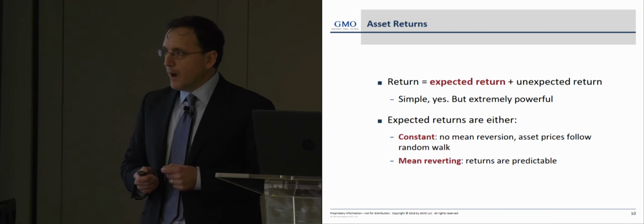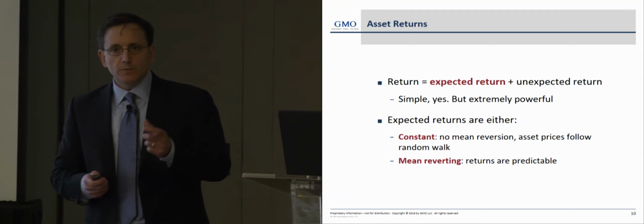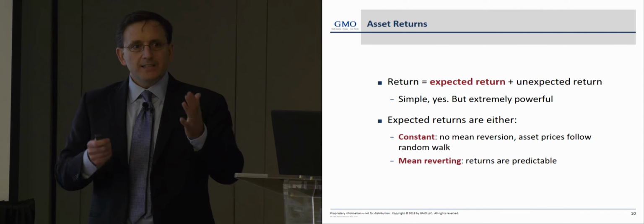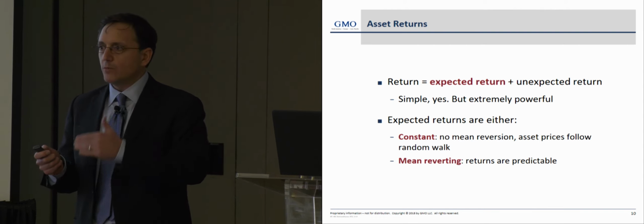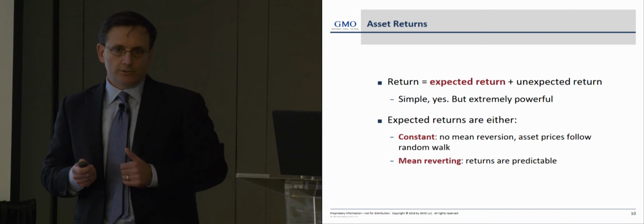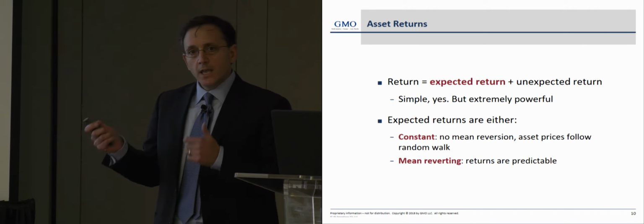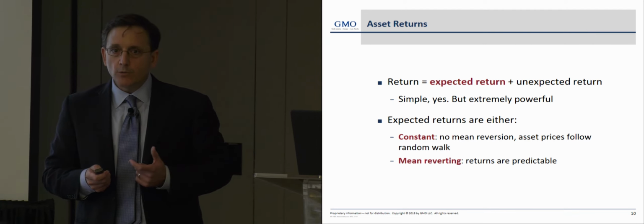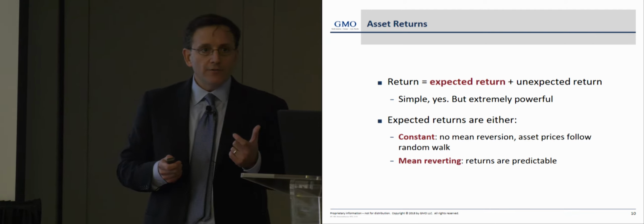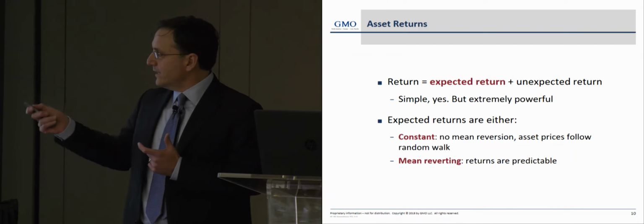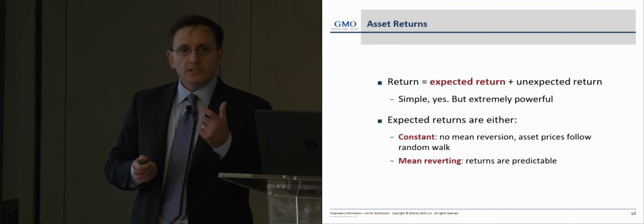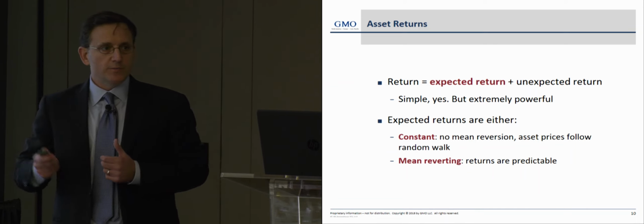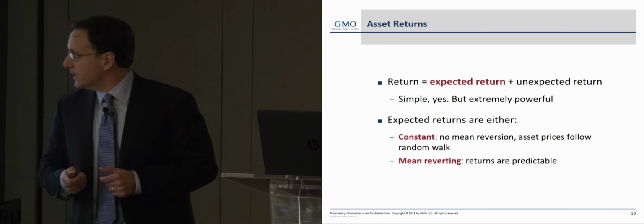One of the ways in which it's powerful is it helps us make a distinction between constant expected returns. When expected returns are constant, that means that the asset prices follow a random walk and we're not able to actually predict future returns. However, if expected returns are mean reverting, as we think they are in the real world, then asset returns are in fact predictable. And what this decomposition allows us is to distinguish between the impact of assuming constant expected returns versus mean reverting expected returns, and we're going to investigate that shortly.